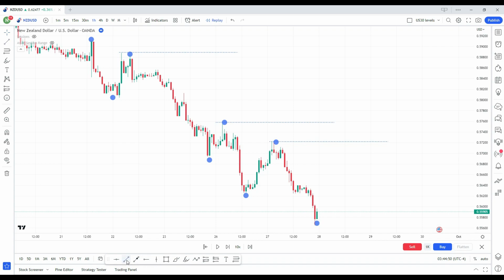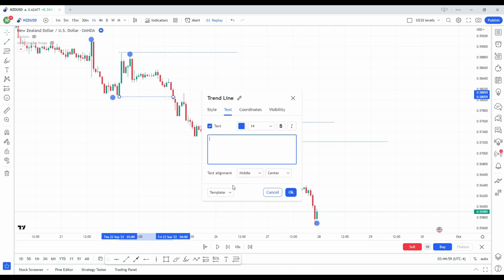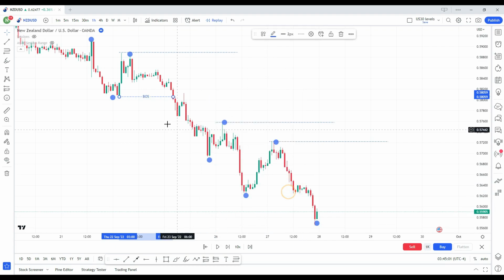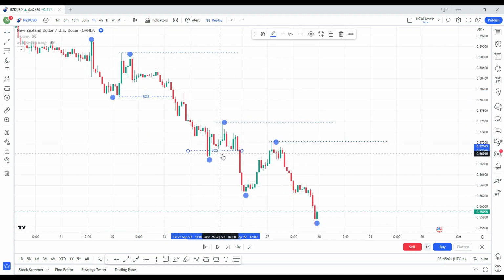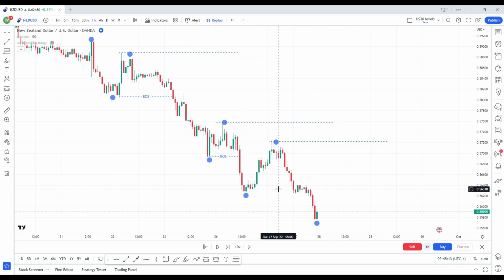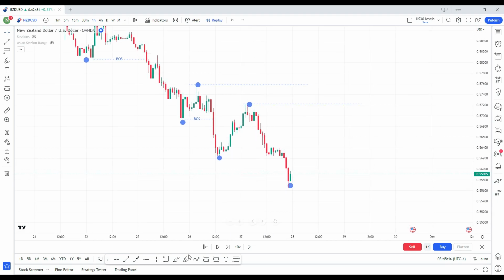So there is a break of structure to the downside. So break of structure is a confirmation that we're still in a downtrend. This is also a break of structure here. So let's see if there will be continuous break of structure.